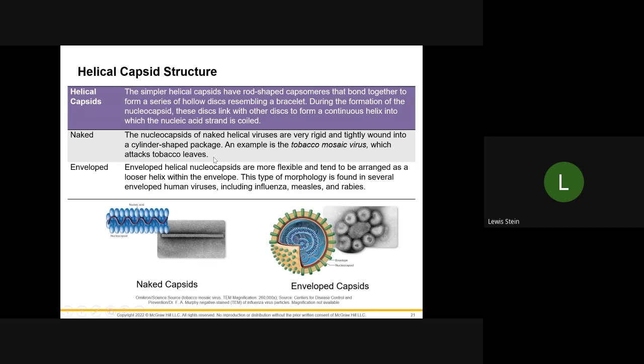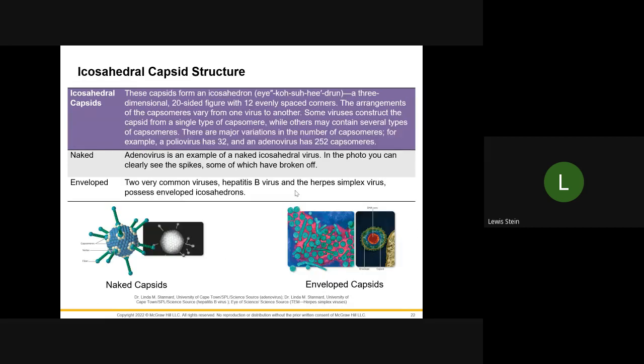Enveloped helical nucleocapsids are a bit more flexible. They tend to be arranged as a looser helix within the envelope. This type of morphology is found in several enveloped human viruses. So you're going to see influenza, measles, parainfluenza, even rabies, which are still technically categorized as helical nucleocapsids. We used to consider influenza and measles to be in categories that were, quote, pleiform. It's a little different today. Basically, we're just going to utilize the two for argument's sake.